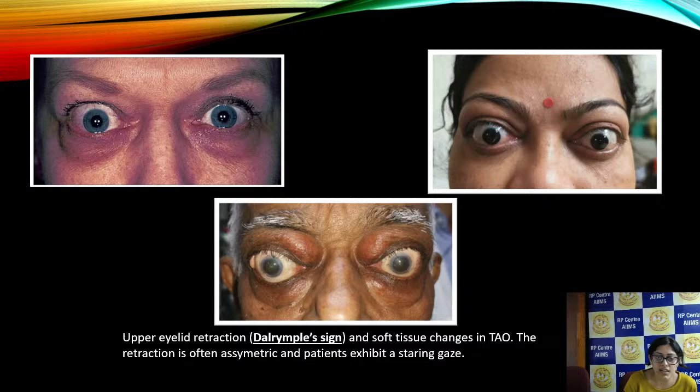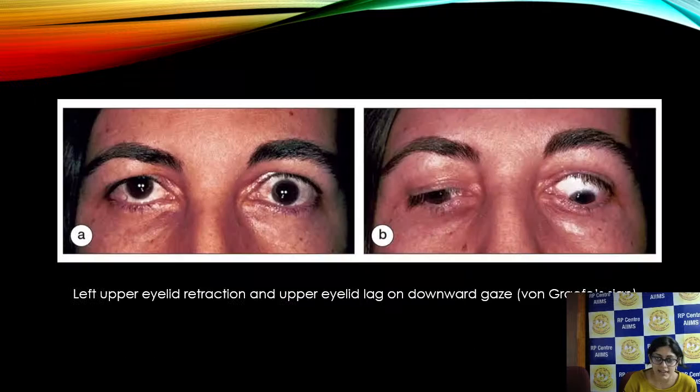In these images, we can note the Dalrymple sign and the soft tissue changes in thyroid eye disease. The retraction is often asymmetric, and the patients can show a staring gaze. This image shows a Von Graefe sign, and as we can see, there is a left upper eyelid retraction and lid lag on downward gaze.